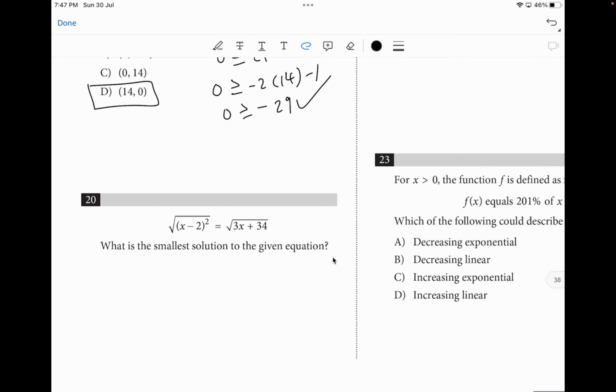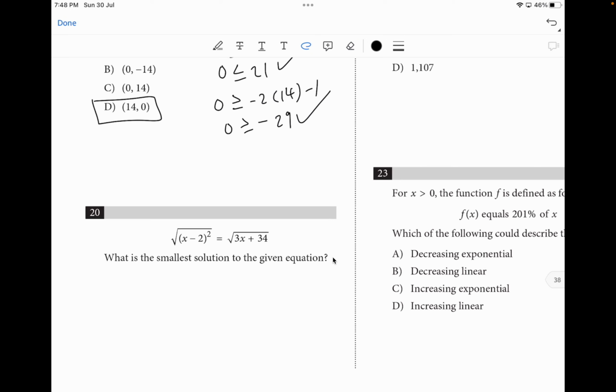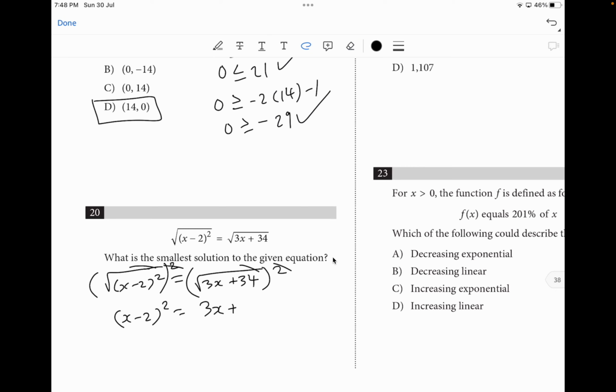For this one, when we're solving this, we have to look at the fastest way we can answer this. So squaring both sides, if we square both sides of the equation, the square root should actually cancel. Let me just write this down for you guys. Square root of x minus 2 squared is equivalent to square root of 3x plus 34. So if we square this, these two squares should cancel out each other, which gives you x minus 2 brackets squared is equivalent to 3x plus 34.